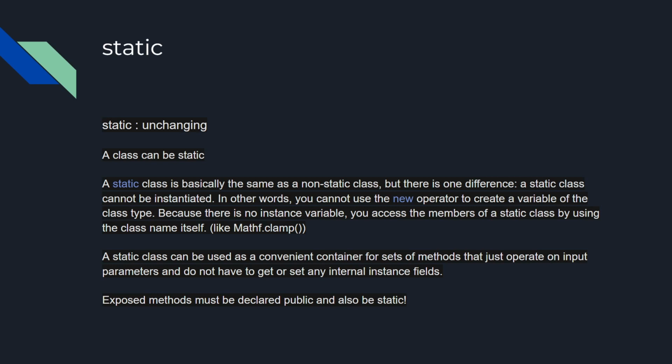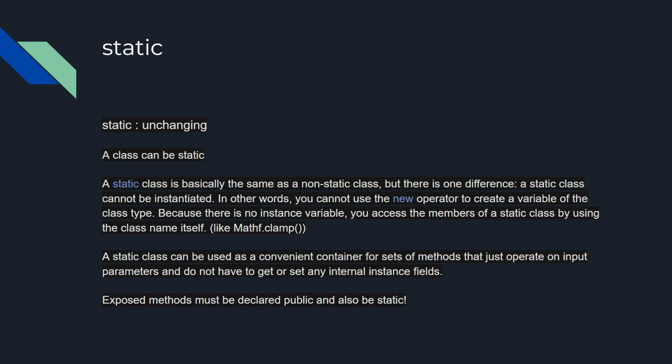A static class is basically the same as a non-static class, but the one difference is a static class cannot be instantiated. It has no instance variables. You cannot use the new operator to create a variable of the class type. There is no instance variable. You access members of the static class by using the class name. You can't access it by an instance. You have to access it by the class name.